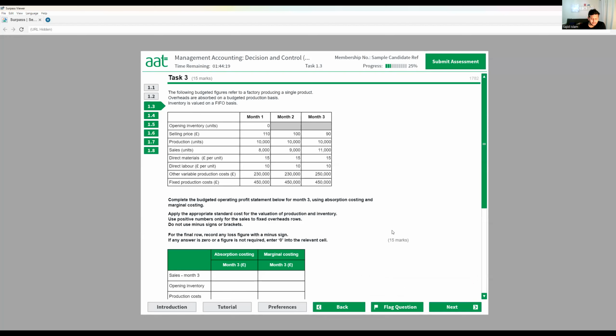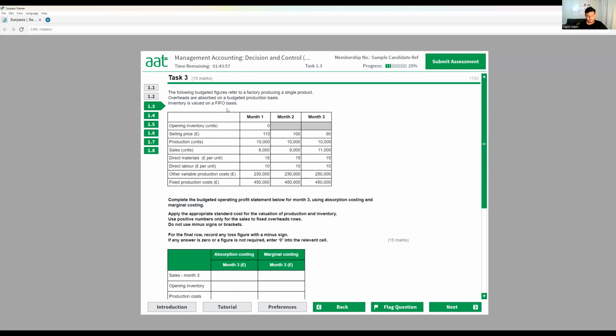This question is from absorption and marginal costing. Quite an interesting question. Let's have a look. Let's read the question first. The following budgeted figures refer to a factory producing a single product. Overheads are absorbed on a budgeted production basis. Inventory is valued on a FIFO basis.